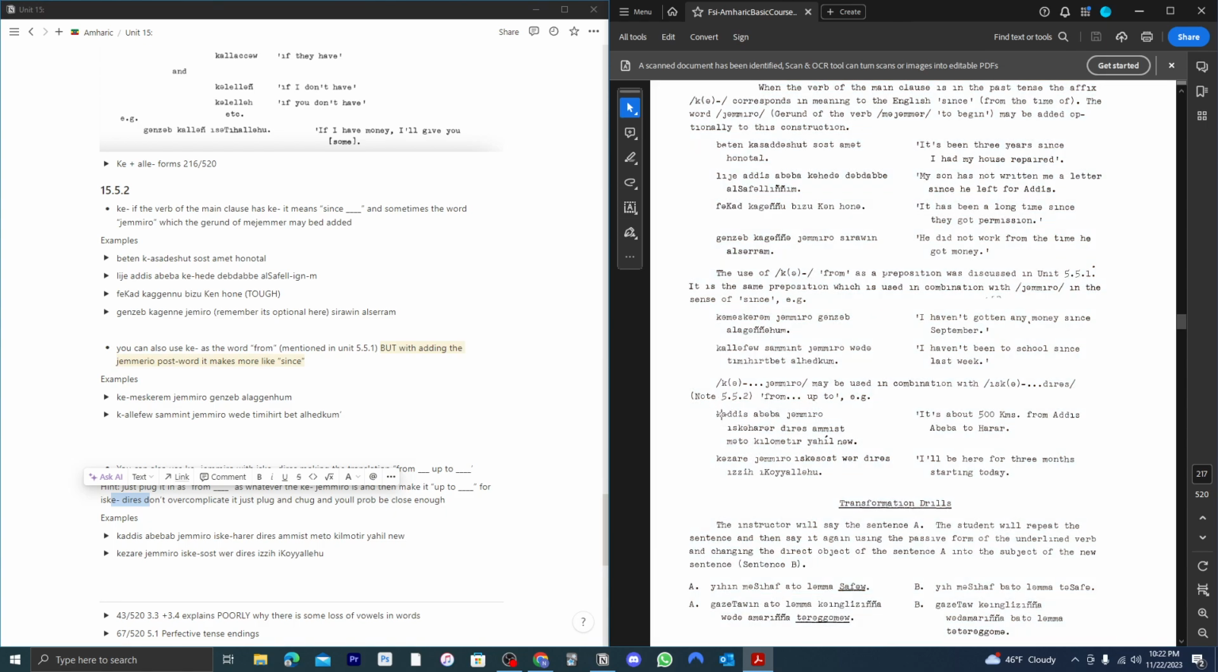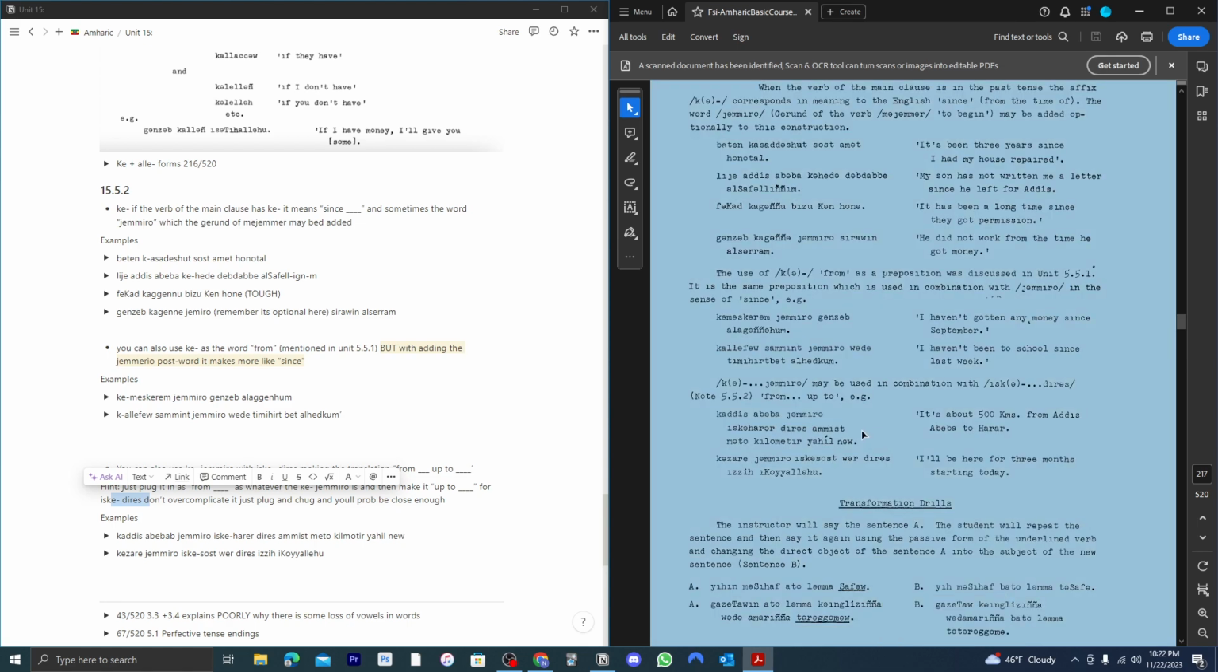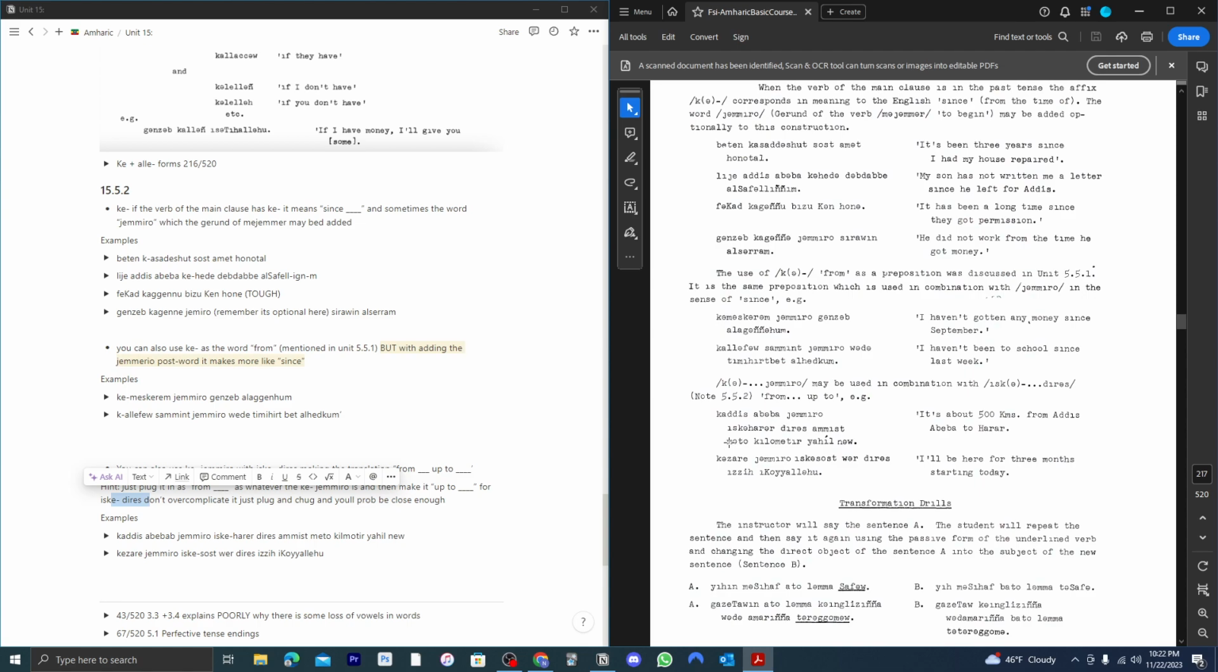So Addis Ababa Gemero, just saying from Addis Ababa Bakka, or just starting there. Iski Harer Deres, up to Harer, that's it. From Addis Ababa up to Harer, that's all I'm doing with that interpretation. Amist Meto, which is 500 kilometers. Yahil is approximately or about, and then no it is. So from Addis Ababa to Harer, it's approximately 500 kilometers. It's about 500 kilometers from Addis Ababa to Harer, right?